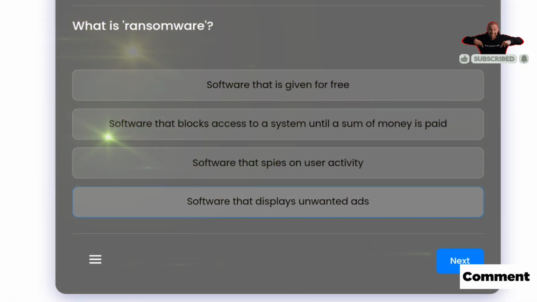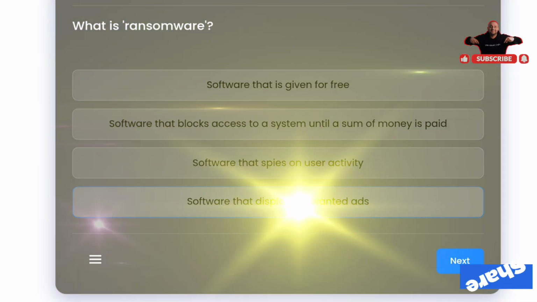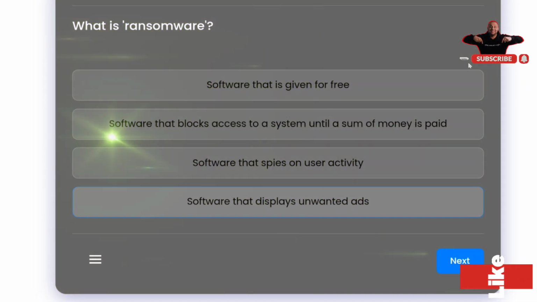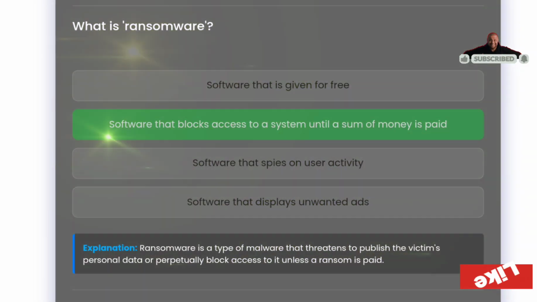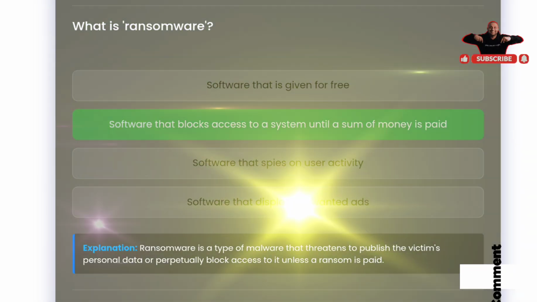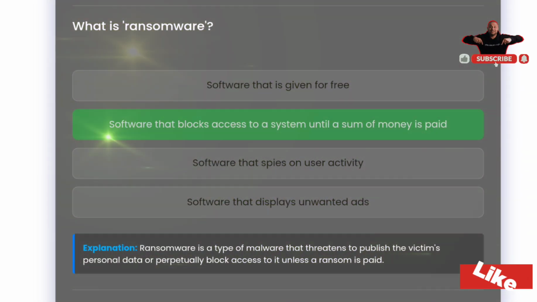Next question: what is ransomware? वो होता है second one, software that blocks access to a system until a sum of money is paid. उनको कहते हैं ransomware.